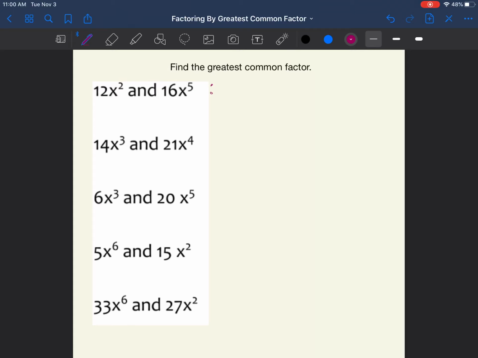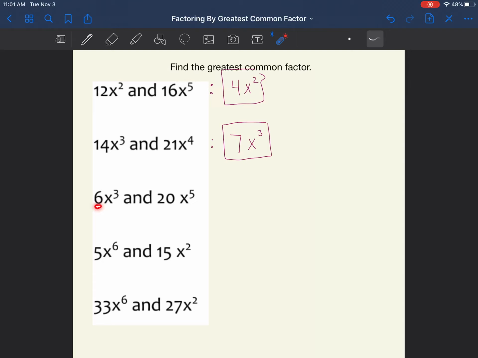The greatest common factor of 12 and 16, I remember that is 4. And the greatest common factor of x squared and x to the fifth power is x squared. All right, so my greatest common factor, moving on to the next one, of 14 and 21, that is 7. My greatest common factor of x to the third and x to the fourth is x to the third. So the greatest common factor there is 7x to the third power.